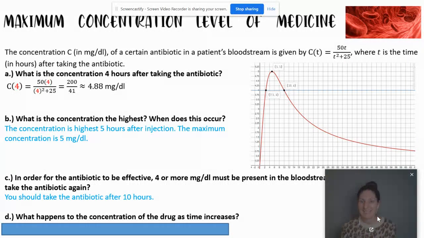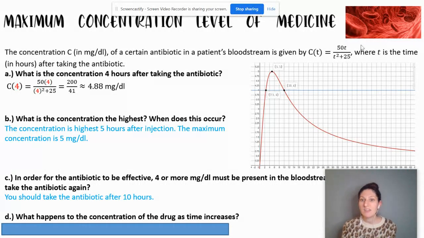Although part D isn't on your note sheet, it's good to talk about. What happens to the concentration of the drug as time increases? We did kind of already talk about this. Over time, that concentration reaches a maximum amount, but then it will decrease in your bloodstream.